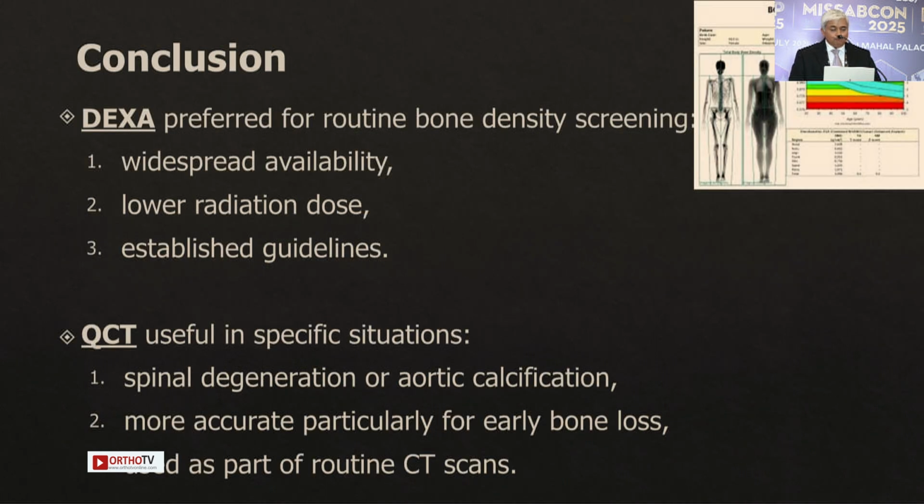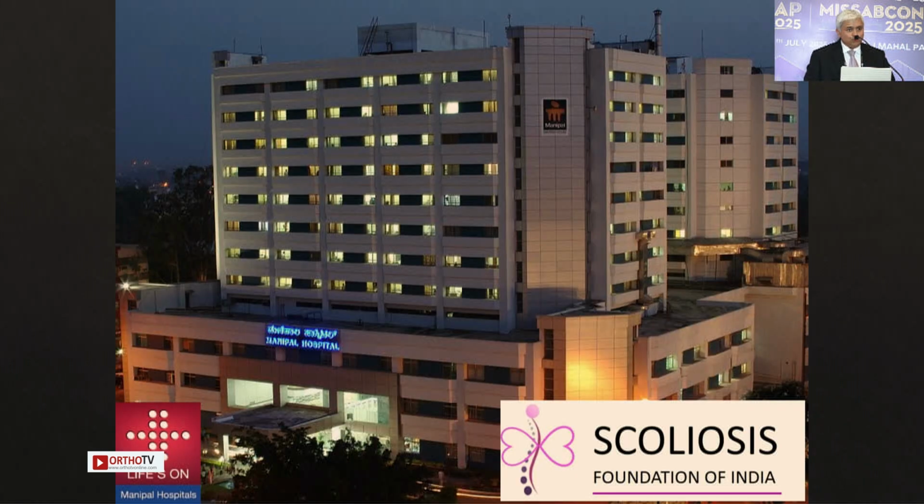So in conclusion, DEXA is preferred for routine bone mineral screening because of its availability, lower radiation dose, and the established guidelines that we are familiar with regarding the T-scores and Z-scores. QCT is useful in specific situations, such as spinal degeneration and aortic calcification, it more accurately assesses early bone loss, and it can be used as part of your routine CT scan. You can get a QCT done at the same time. So those are the advantages of QCT, but clearly DEXA is what is most commonly preferred because of its easy availability and our familiarity with the T-scores and Z-scores.